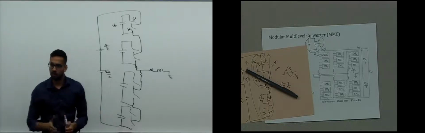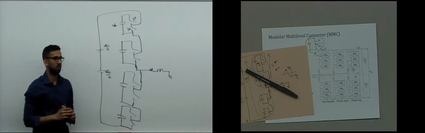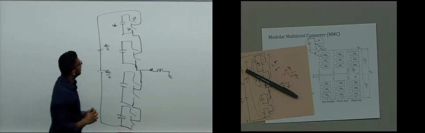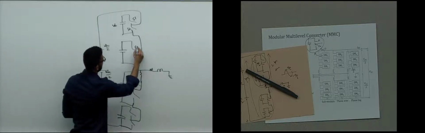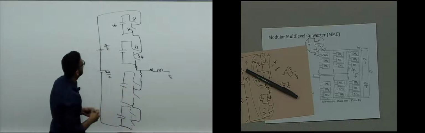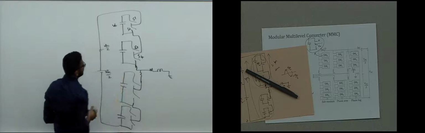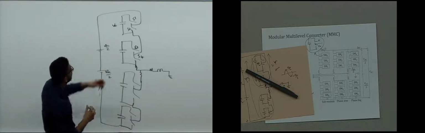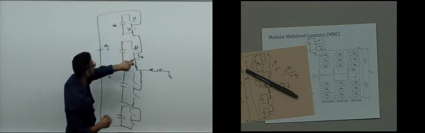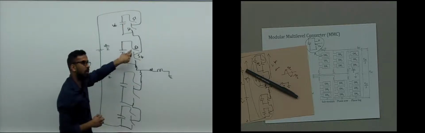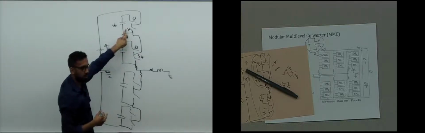And then we can have as many modules as we want, and the voltage of each capacitor will go down proportionally. Now, suppose this is S3 and S4. Suppose we wanted S3 and S1 to be on, but somehow S3 turned on first before S1. So in that case maybe S2 was on.